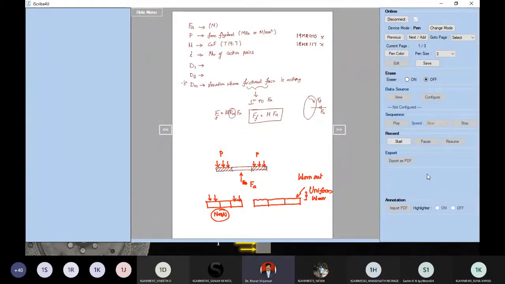Now what exactly happens in this uniform wear condition? The pressure will be maximum at the inner radius. This will be P maximum. The pressure applied by the flywheel will be maximum at the inner radius and it will be less at the outer radius. So in the case of uniform wear condition, this is P minimum.